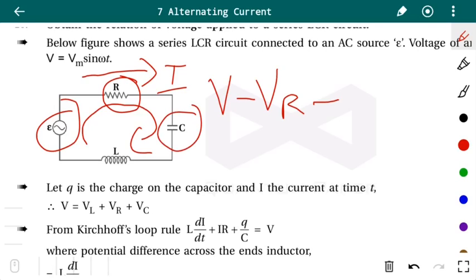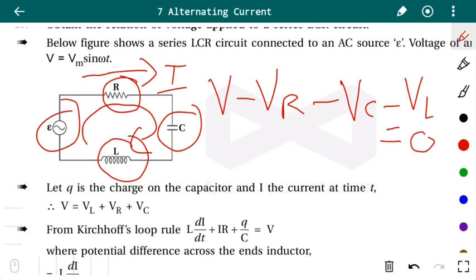Voltage developed across the capacitor, that is VC. Again path and current direction both are the same, so the sign will be negative. Now the voltage developed across the inductor, that is VL. Again we go forward and we will be having the AC source. So here the circuit is completed, so it is equal to 0.